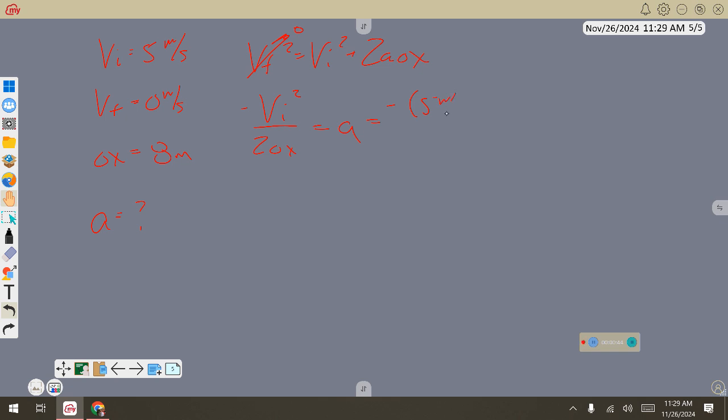Plugging in, that's negative 5 meters per second squared over 2 times 8 meters, and this ends up as negative 1.5 meters per second squared. Calculating that was worth 2 points on the problem.